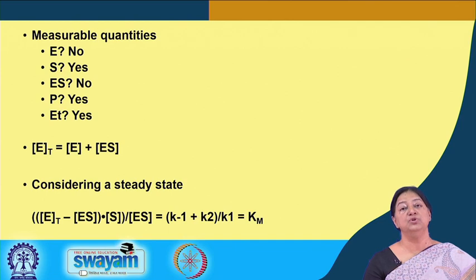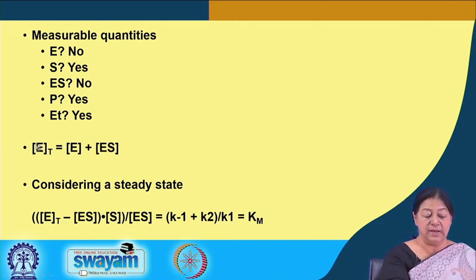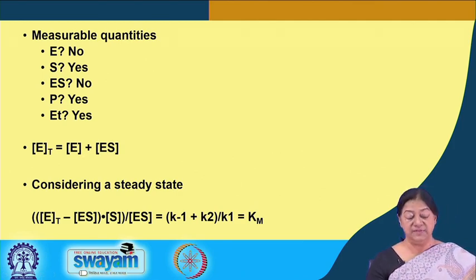Part of this enzyme is going to be in the free form, part of it is going to be in the enzyme substrate complex form. So, the total enzyme concentration is going to be the free enzyme plus the enzyme that has gone into forming the ES complex. So, the total enzyme is equal to the free enzyme plus the ES complex. If we have a measure of how much free enzyme is present or how much ES complex is formed, then if we know any one of these, we know the other one, because we know the total amount of enzyme that we started off with.